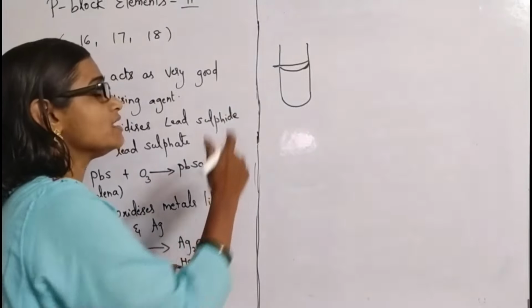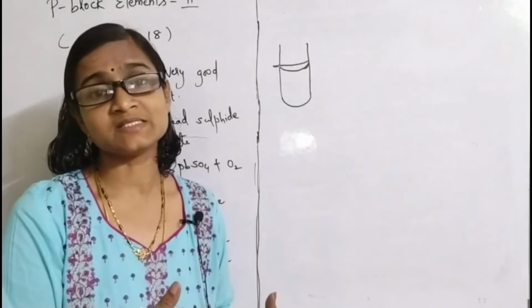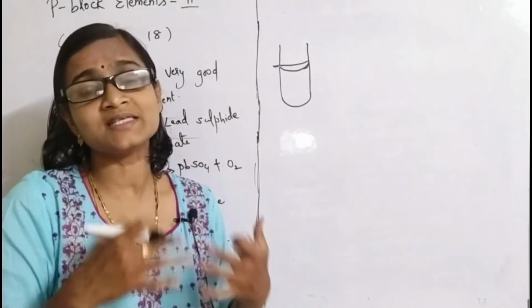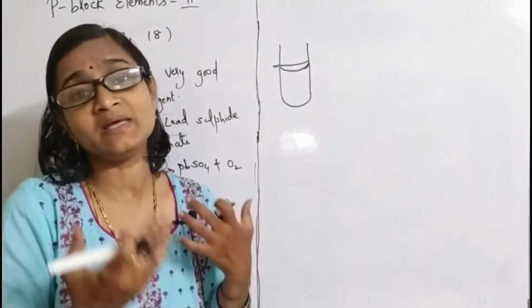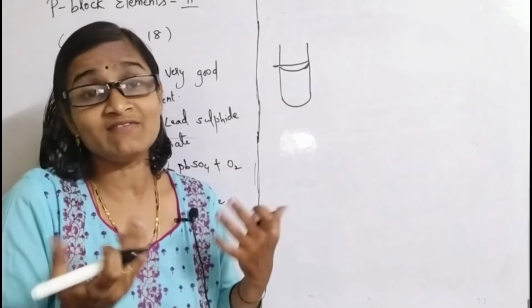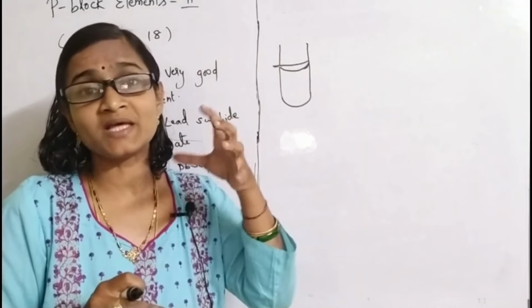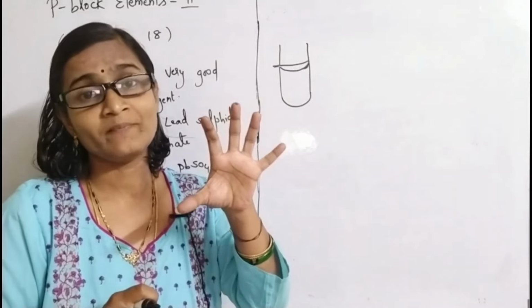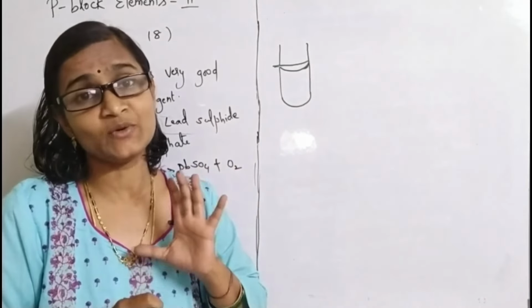So here Hg2O loses its meniscus, which means it does not appear as if some demarcation is there. It loses its meniscus, and you cannot even judge that mercuric oxide is present in that test tube. It's a transparent glass test tube you have taken, and in that you have taken mercuric oxide.